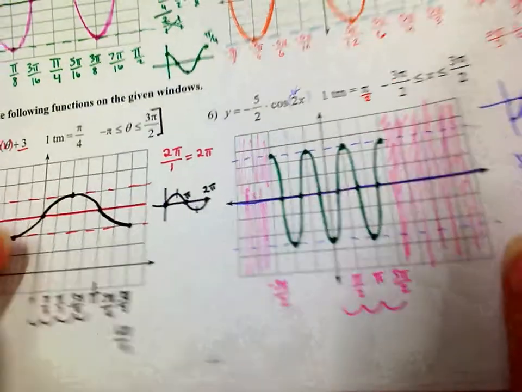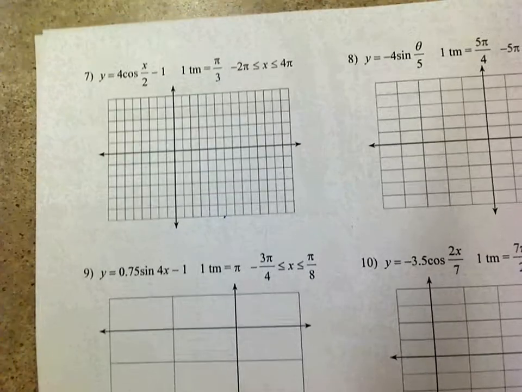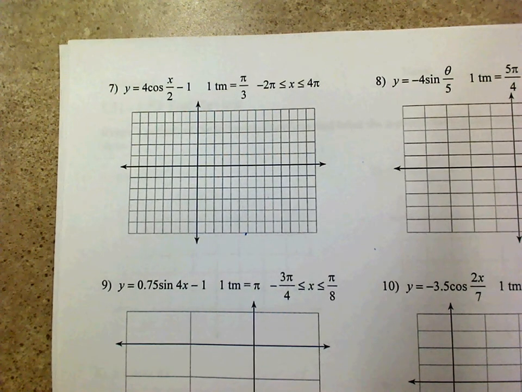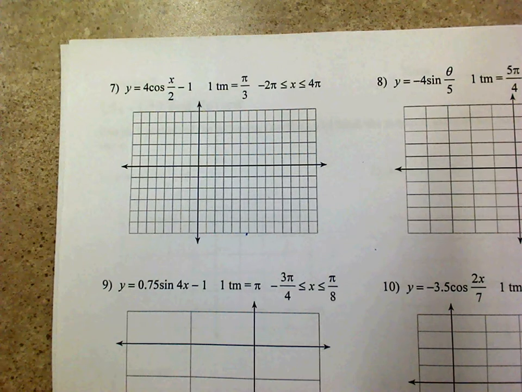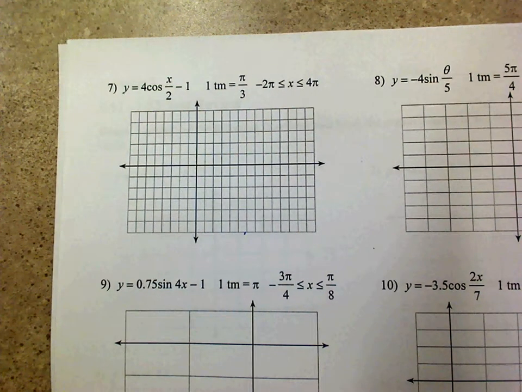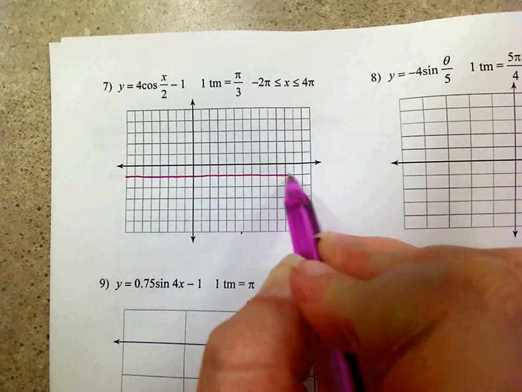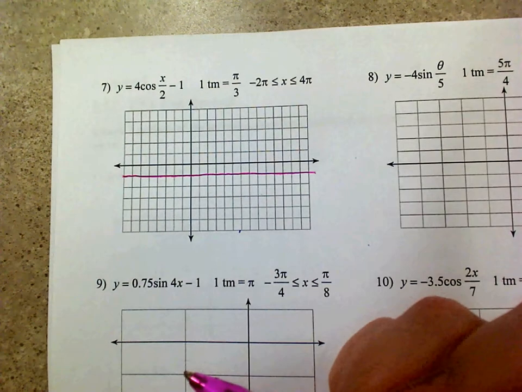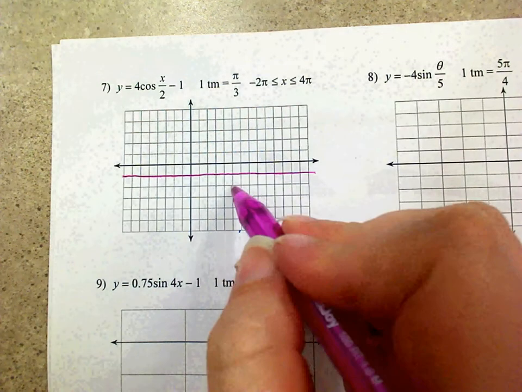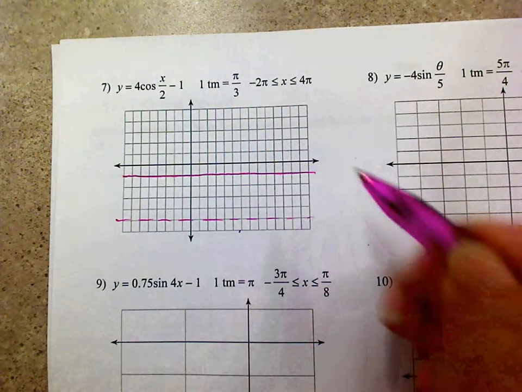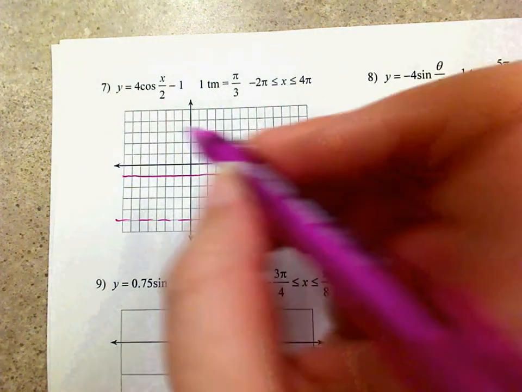Okay. Number 7 is a positive cosine wave with an amplitude of 4, and it shifts down 1. So I'm going to go down 1 and draw my midline. And then it says an amplitude of 4, so I'm going to go down 4, 1, 2, 3, 4. Draw my amplitude line, 1, 2, 3, 4. Draw my other amplitude line.